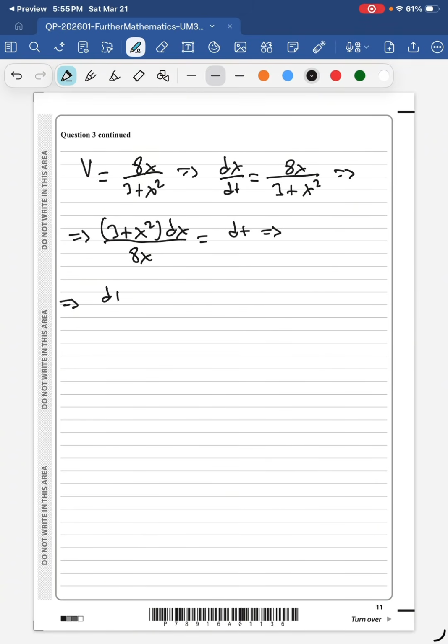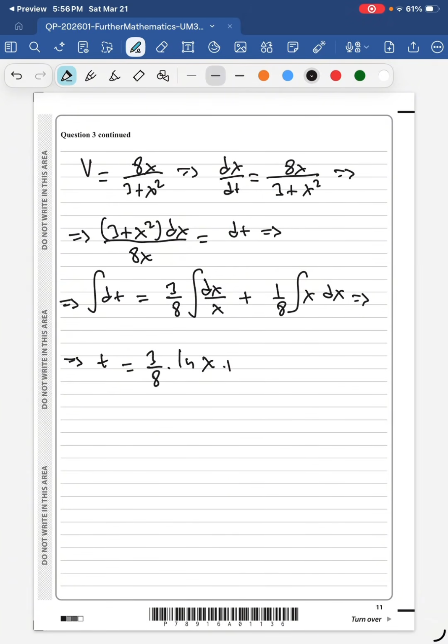I'm going to bring dt to the left hand side. So dt is 3 over 8 dx over x plus 1/8 x dx, and now we can integrate. The integral of dt is just t, and then we have 3/8 ln of x plus x squared over 2 times 8, which becomes 16, plus a constant.